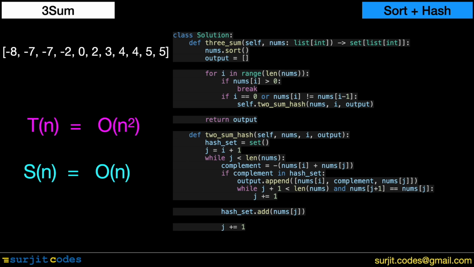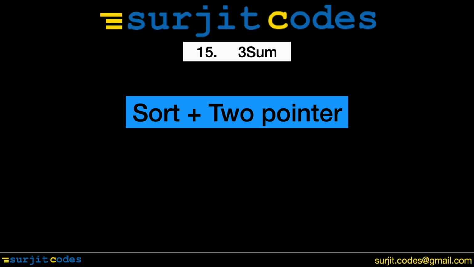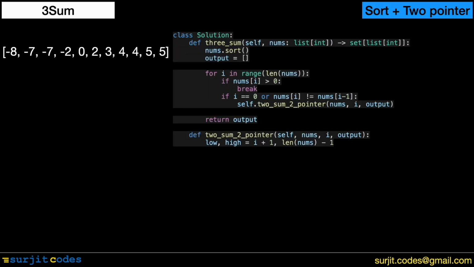Second function uses a hash set. The maximum size of the hash set is n, so the overall space complexity is big O of n. As the input list is sorted, the function toSum can also use the two-pointer method. For this method, the main function is the same.